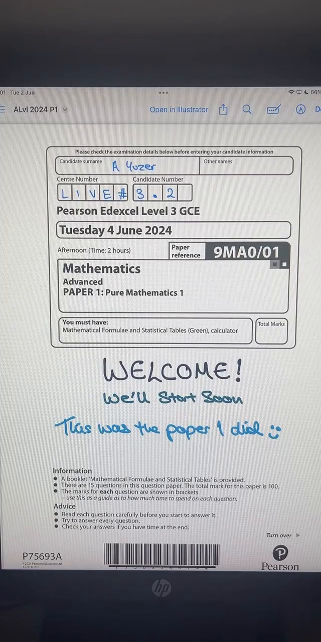This paper is the 2024 paper, if you would like to follow along. And like it says on the screen, this was the paper I sat 2 years ago. And this is the paper 1 I did. So most likely I may be going through the paper 2 of 2024 in my next live stream before the paper 2 exam next week.